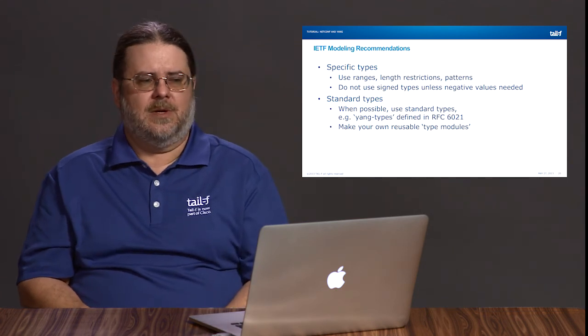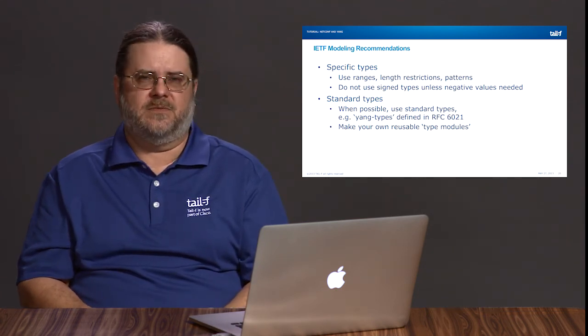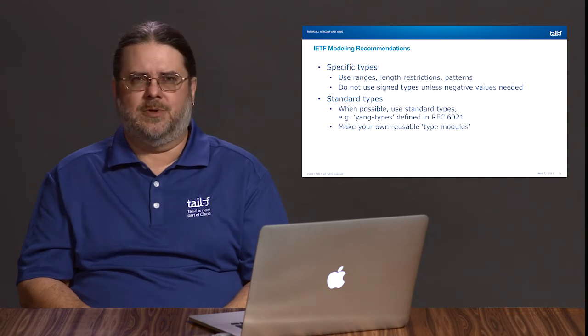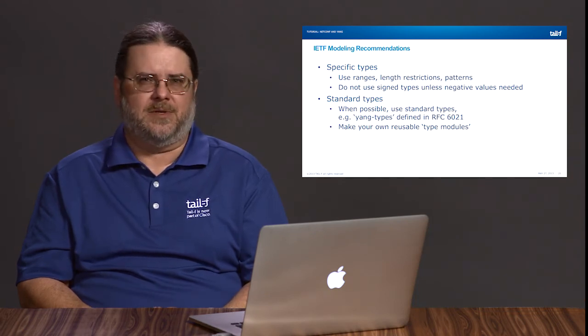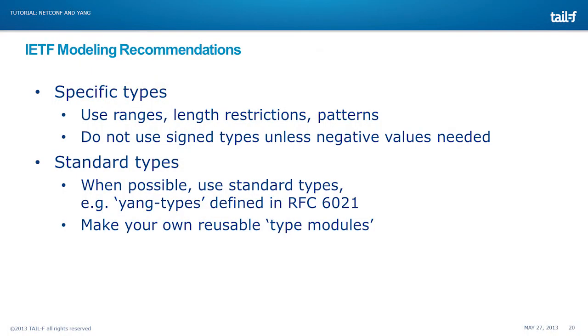They also suggest in the guidelines use of specific types. Make sure you use ranges, length restrictions, patterns. If you're going to declare something to be an integer and its values can only be 1 to 10, make sure you describe it as an unsigned integer. Make sure you apply that range restriction to it in order to properly constrict to valid values. Don't just say, this is an int32, and then in your back end restrict it to 1 to 10. Declare it as an unsigned integer. Put in that range limitation in your model.